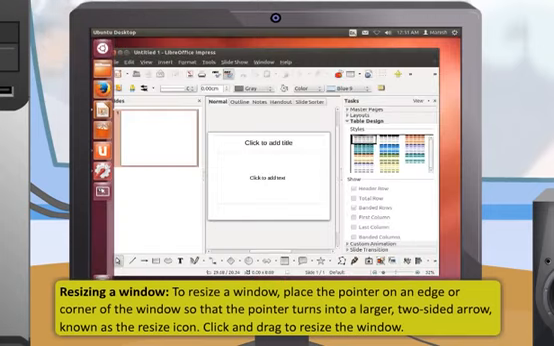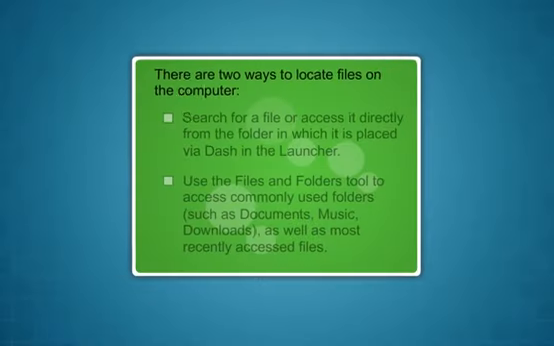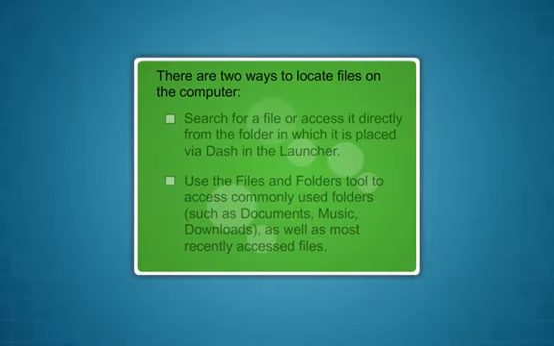To resize a window, place the pointer on an edge or corner of the window so that the pointer turns into a larger two-sided arrow known as the resize icon. Click and drag to resize the window. There are 2 ways to locate files on the computer. Search for a file or access it directly from the folder in which it is placed via Dash in the launcher, or use the Files and Folders tool to access commonly used folders as well as most recently accessed files.